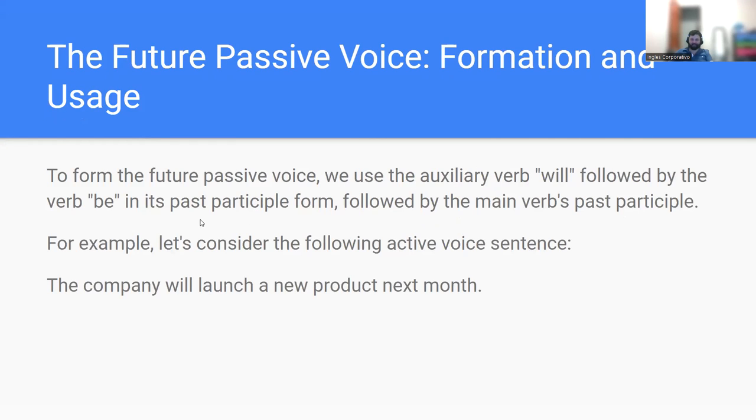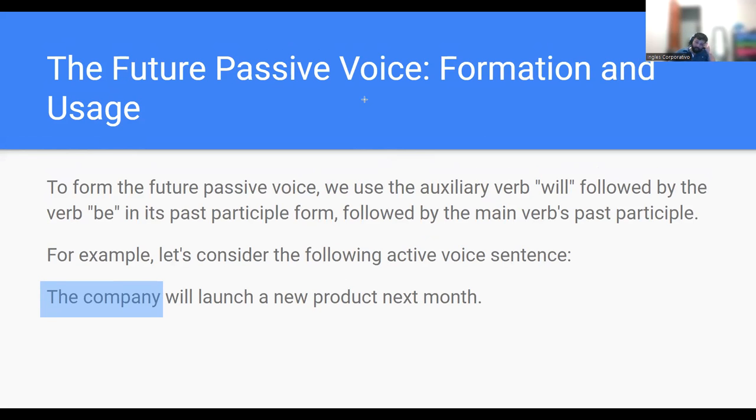Let's take this example, for instance. The company will launch a new product next month. We have the regular structure for simple future. What is this? The subject. Then we have something very common in simple future, the auxiliary will. Very good. So this is the auxiliary will.